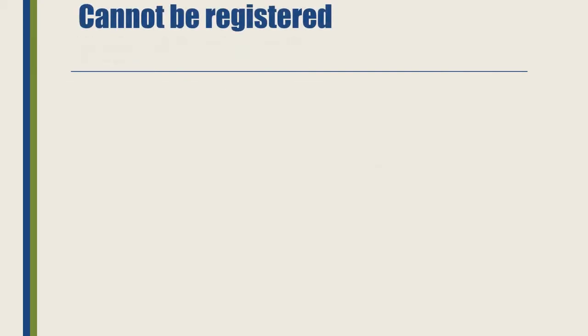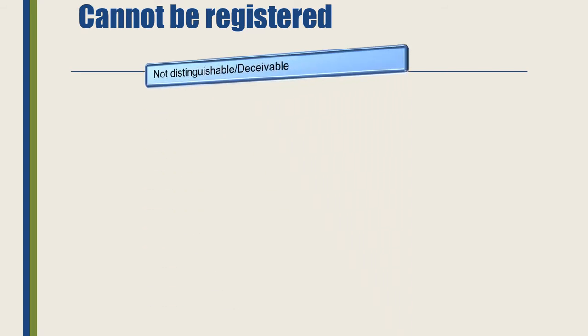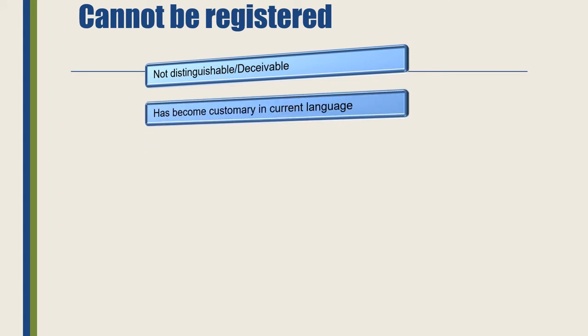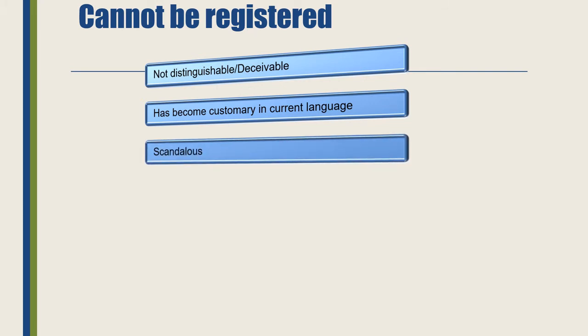Now, there are certain marks which cannot be registered. Let's see. A mark which is not distinguishable from that of an already existing trademark, or something which is deceivable. Say for example, Amul has a trademark. If you are making a trademark which the public might get confused with, that is deception, not allowed. A mark which has become customary in the current language cannot be registered as a trademark.